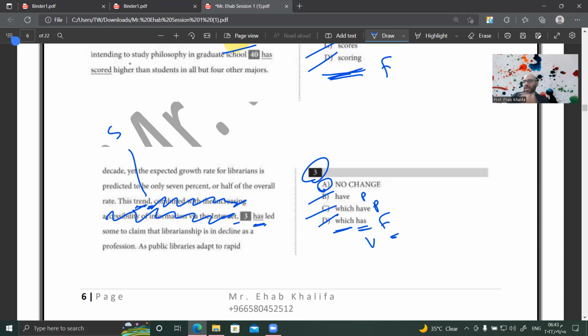Of course, "this trend which has led some to claim that librarianship is in decline as a profession" is a fragment. It cannot stand alone because it does not contain a verb for the main subject, trend. Did you get it, Ziad? Raise your hand if you got it.